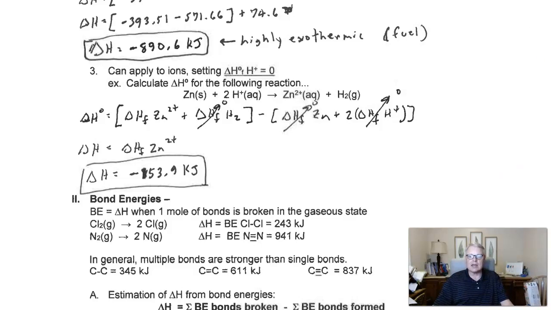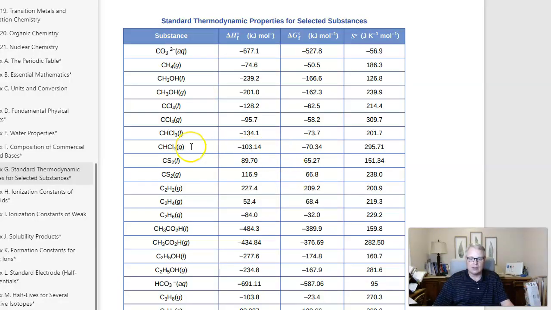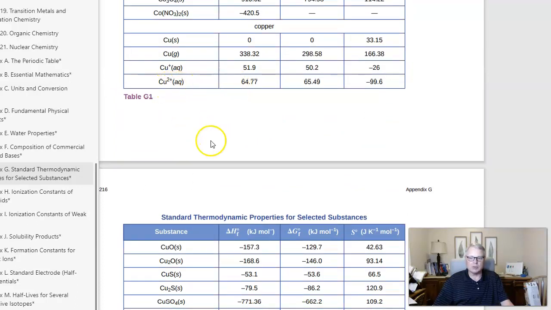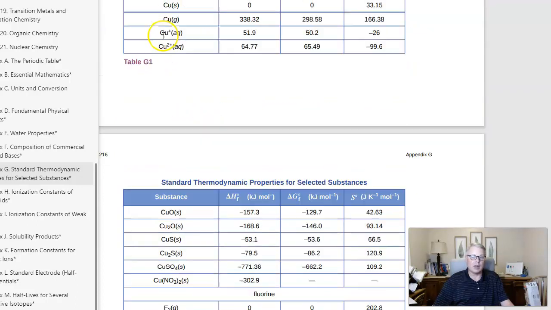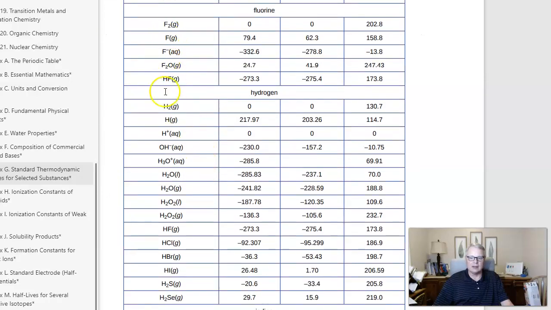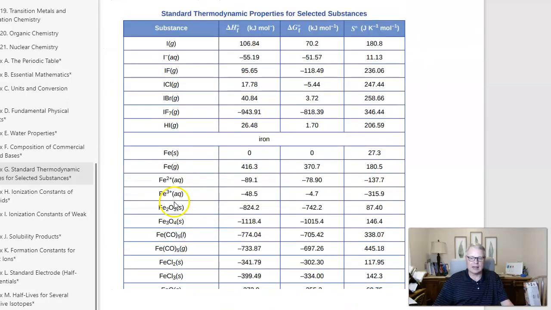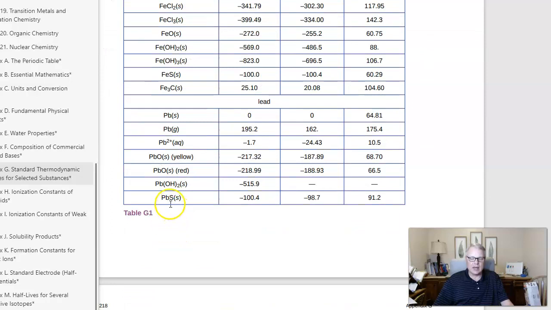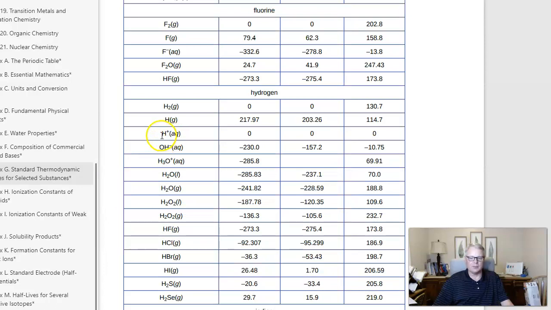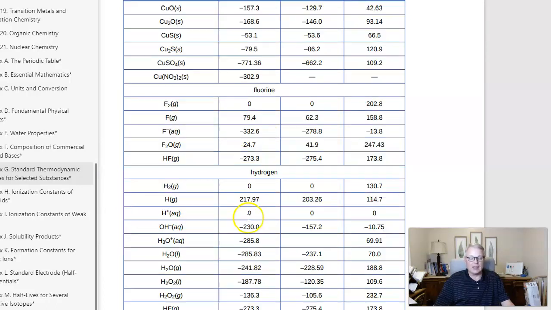And now I can generate an entire chart of heats of formation for ions, like copper 2 plus, copper 1 actually here as well. Here's a fluoride. There's OH minus. Tons and tons of ions here. I can do that if I set H plus equal to 0. There we go. H plus is 0. And if you look at any other ion in the chart, you'll find it's not 0.